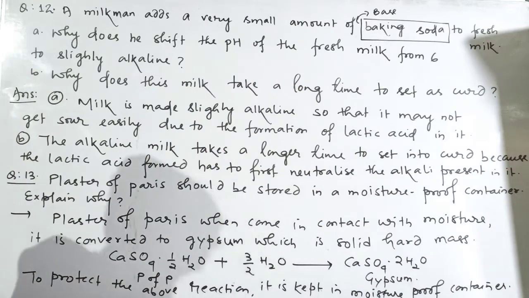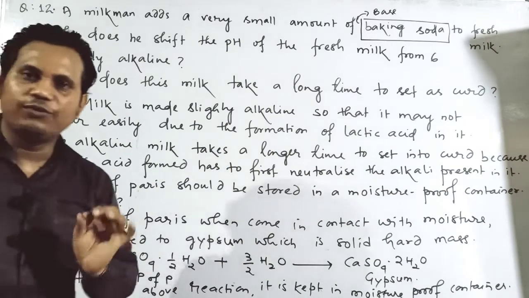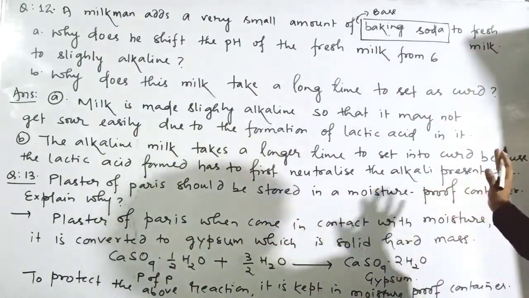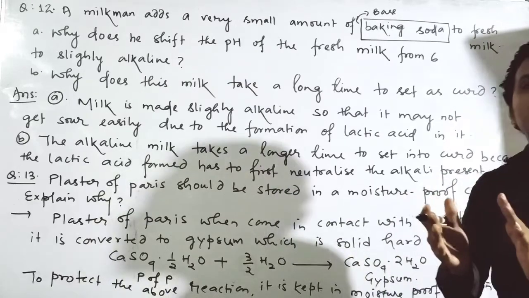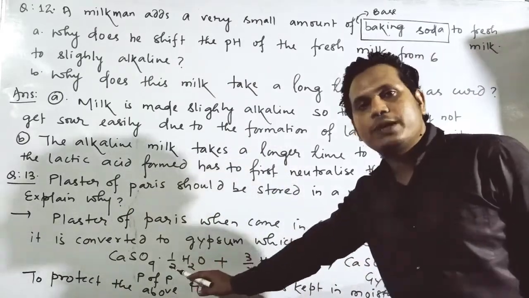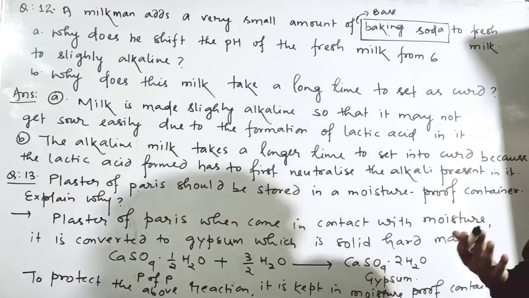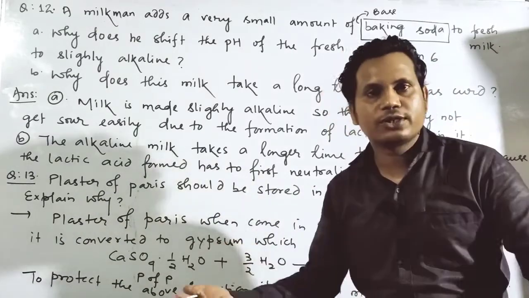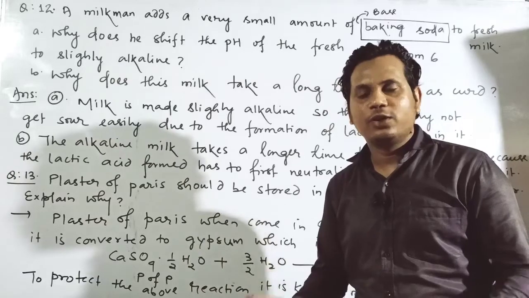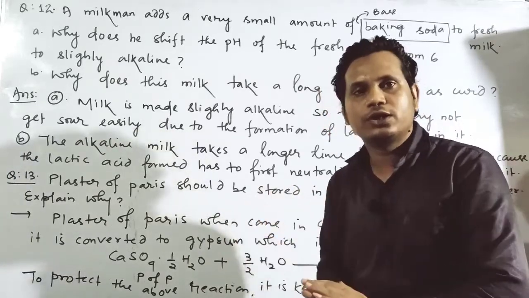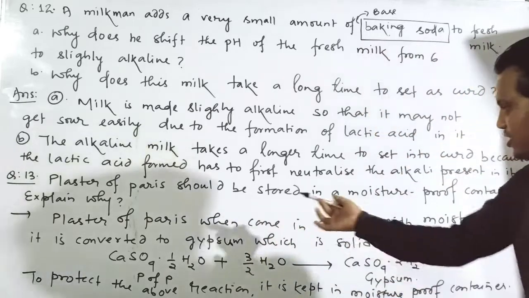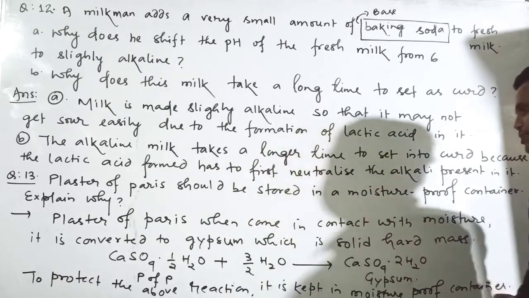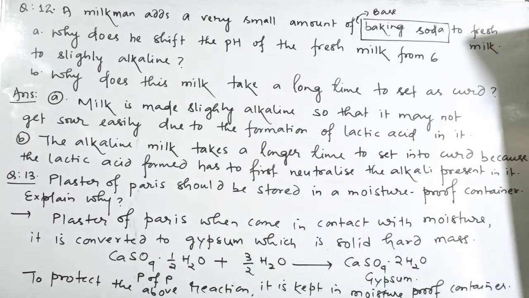So next we will proceed to question number 14 and 15. So why should plaster of Paris be kept in a moisture proof container? Because if it comes in contact with moisture, then plaster of Paris is converted to gypsum, which is a solid hard mass, calcium sulfate dot 2 water, meaning plaster of Paris is lost. These have no use then. You are keeping the plaster of Paris for future use. If it comes in contact with moisture, then it is converted to gypsum. It is lost. So to protect this, it is kept in a moisture proof container. Okay.